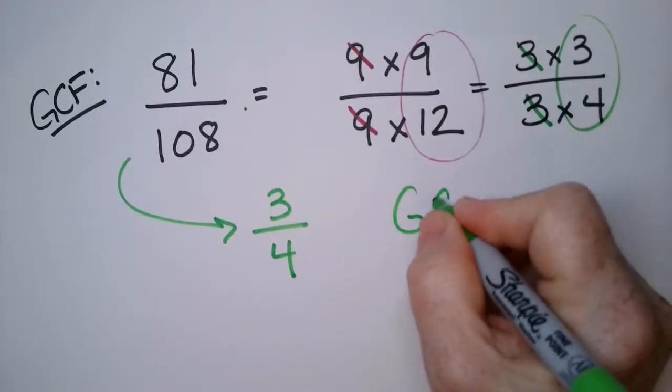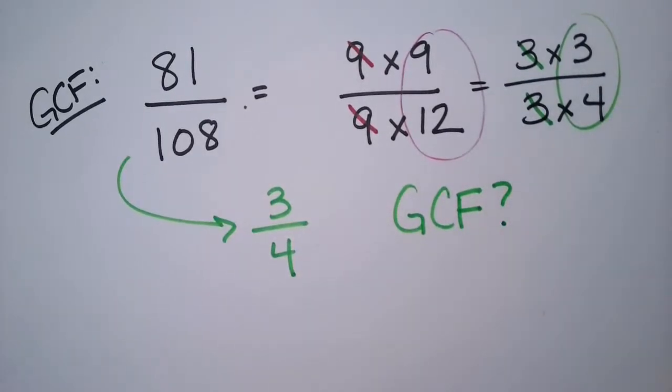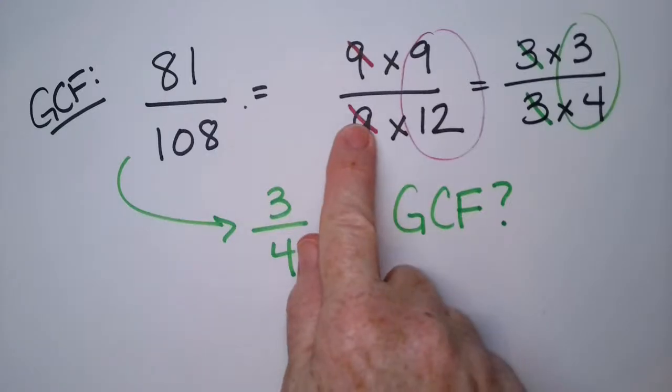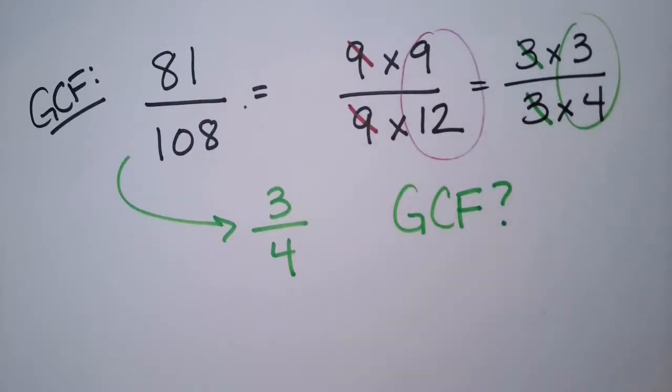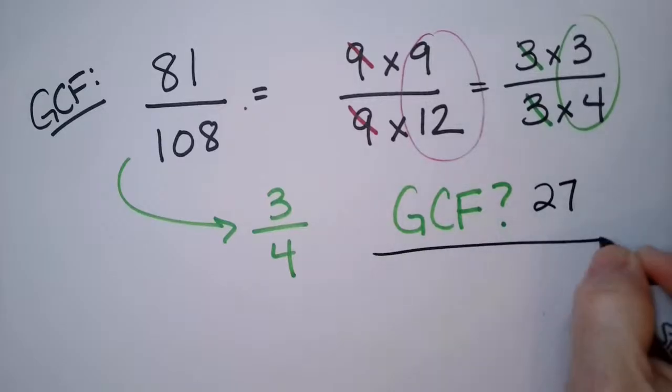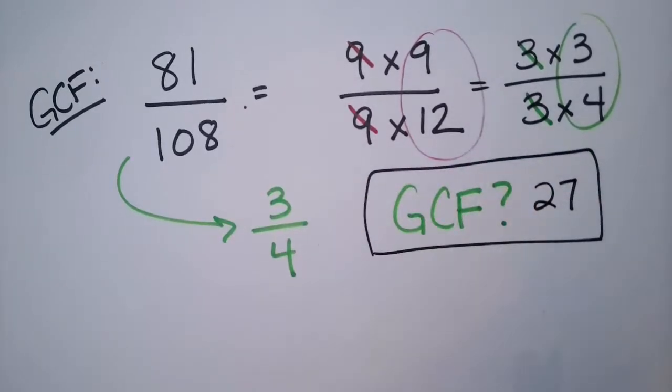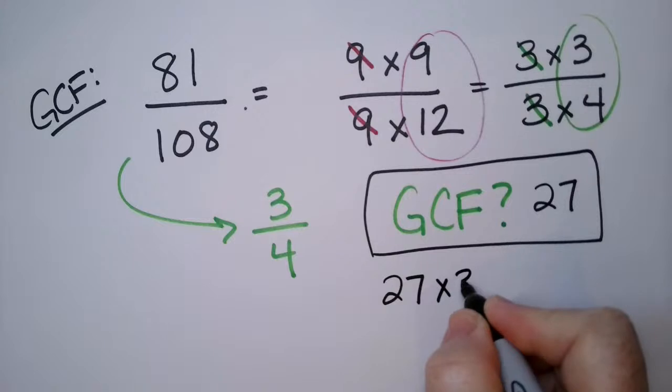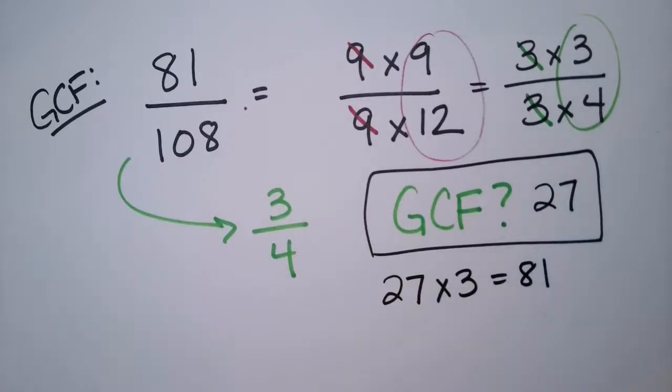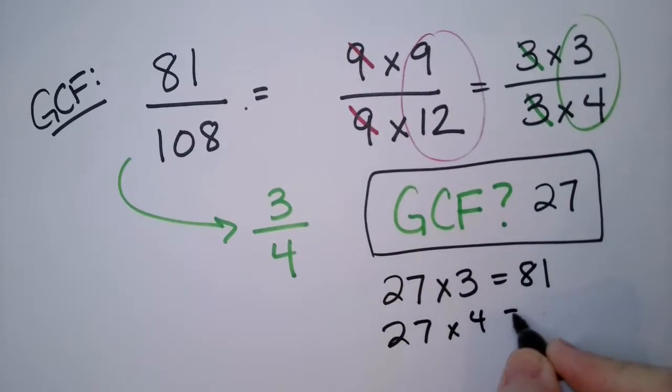So my question to you is, what is the greatest common factor? It has to do with 9 and it has to do with 3. What do you think it is? You actually multiply the 9 and the 3 together to get 27. The greatest common factor is 27 because 27 times 3 is 81. 27 times 4 is 108.